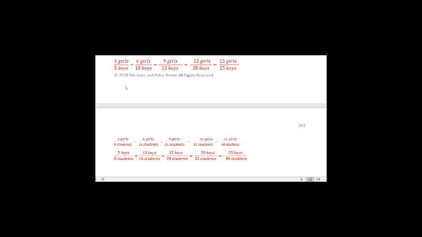Now watch this. 6 plus 10 is 16 students. If there's 16 students, 6 of them are girls. So it's 6 out of 16. Boys, it's 10 out of 16. Notice that 3 over 8 is the same as 6 over 16, is the same as 9 over 24. These are all the same, and these are all the same. This problem could have been done in one step.